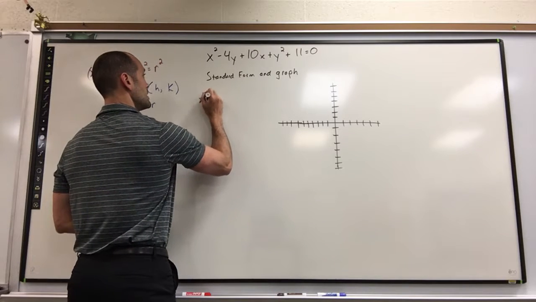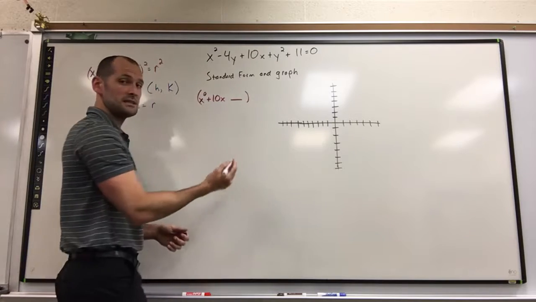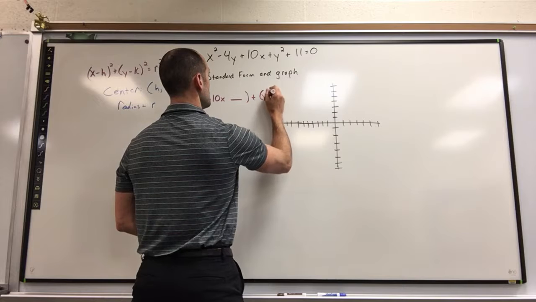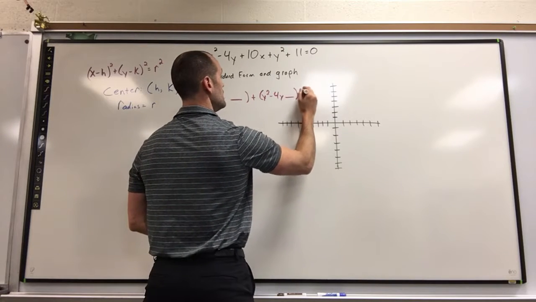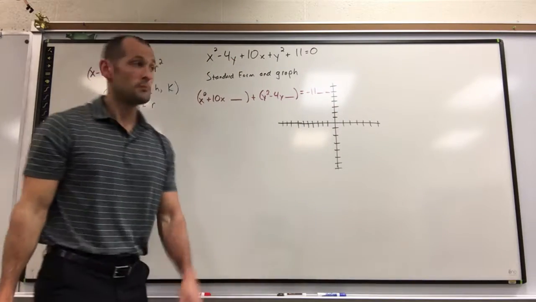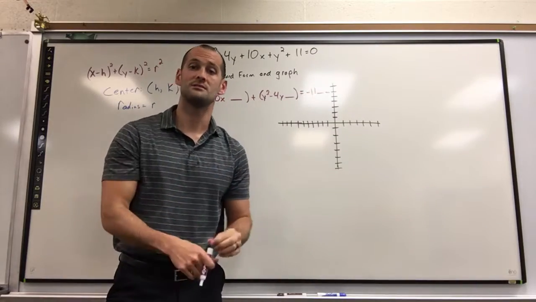I'll have an x squared plus 10x blank, because I got to complete that square. Plus, I got y squared minus 4y blank equals negative 11 blank blank. Because I had to get this over to the other side, because that's going to be representing my radius squared.